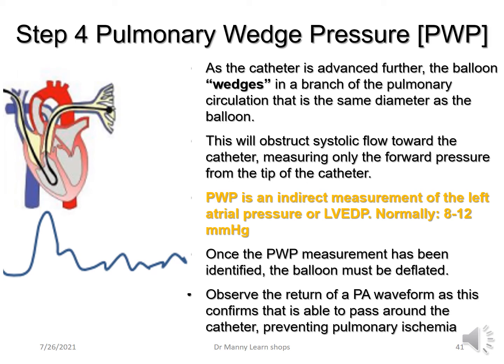Once the pulmonary wedge pressure measurement has been identified, the balloon is typically deflated. You observe the return of the pulmonary artery waveform, as this confirms that blood is able to pass around the catheter. So blood can move around the catheter, making sure that there's no ischemia in the lung or potential ischemia.